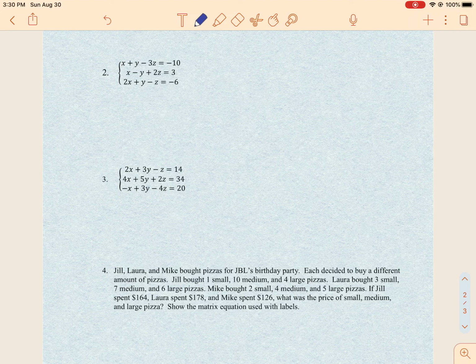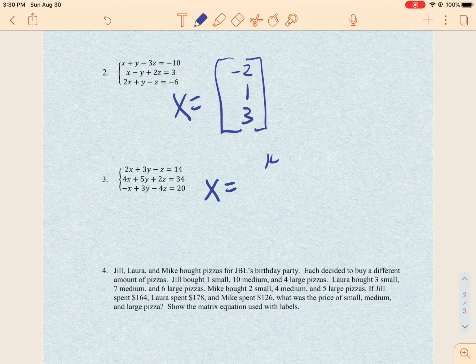For number 2, you should be getting an answer of -2, 1, 3. That's our X, Y, and Z. For number 3, you should be getting 14, 34, and 20. Oh, I messed that up. You should be getting -6, 10, and 4.